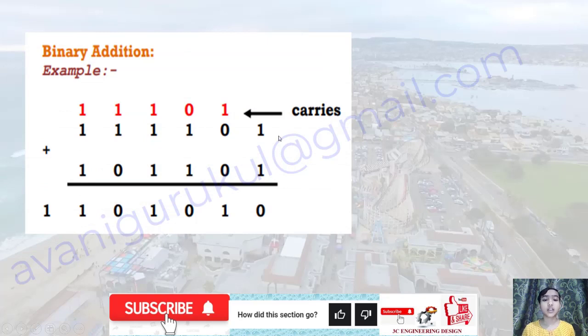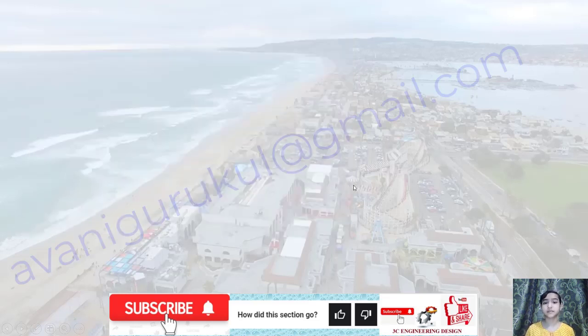Binary additions. 1 plus 1 is 0, carry 1. Then 1 plus 0 is 1. 0 plus 0 plus 1 plus 1 is 0. 1 plus 1 plus 1 is 1. 1 plus 1 is 0, and 1 plus 1 plus 1 is 1 1.